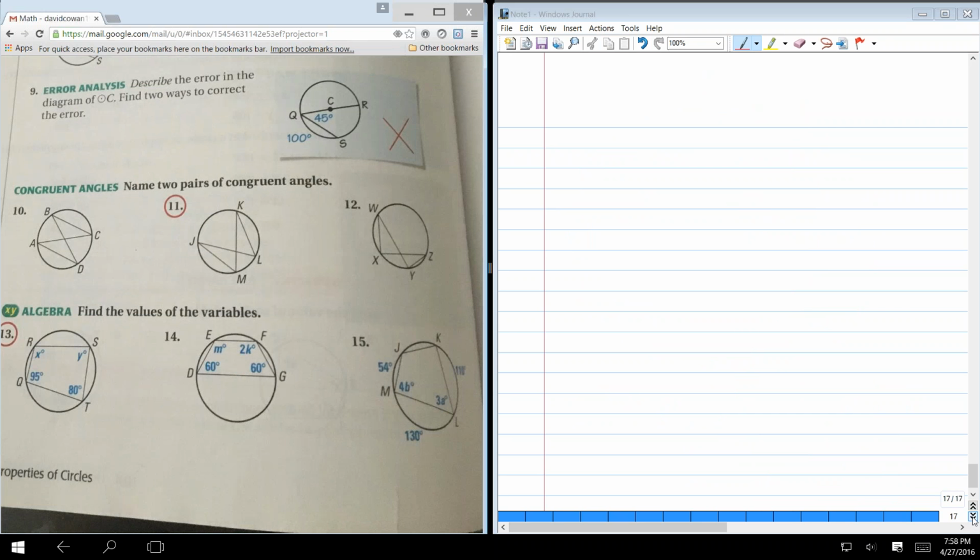For 15, we're going to use a similar strategy as we've done with all the others. Notice what is given to us on 15. They don't give us any angles. No. But they give us 3 arc lengths. Right. Can you figure out the 4th arc length? What's the missing arc length?